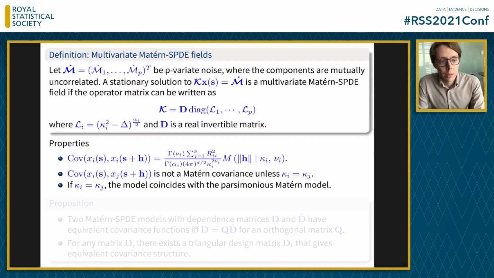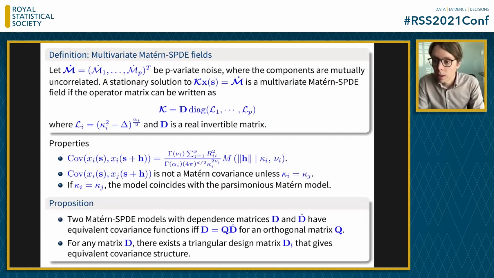So the question then is, is that enough now? If we make this restriction, are the parameters of this model identifiable? And it actually turns out that this is not the case. In the following sense: we can show that if we have two different models of this type, where they have the same operators, L1 to LP, but they have different matrices D, which we call dependence matrices.